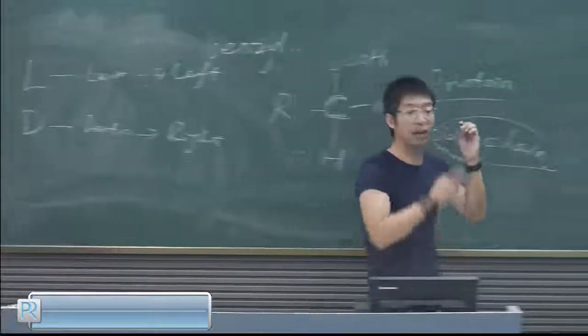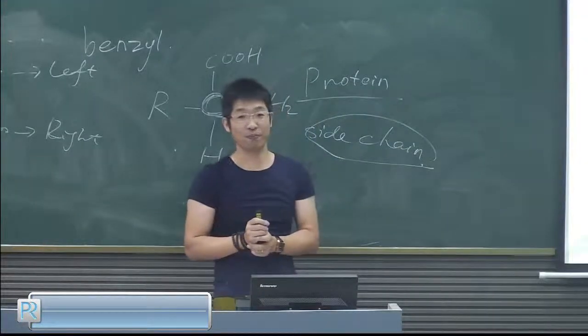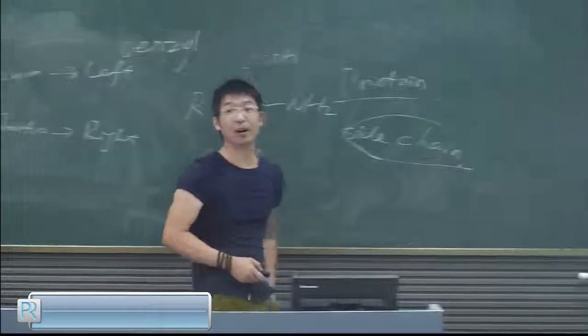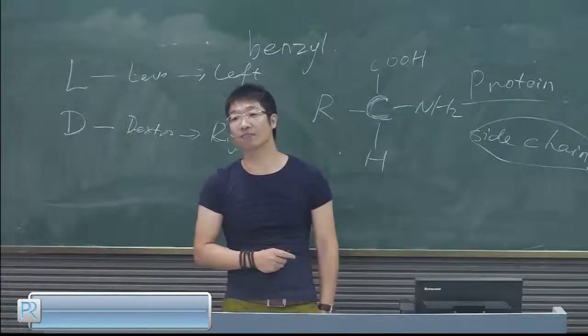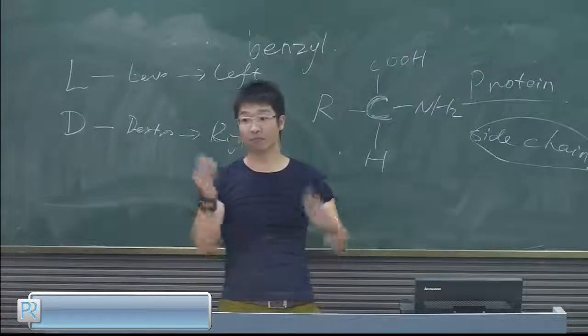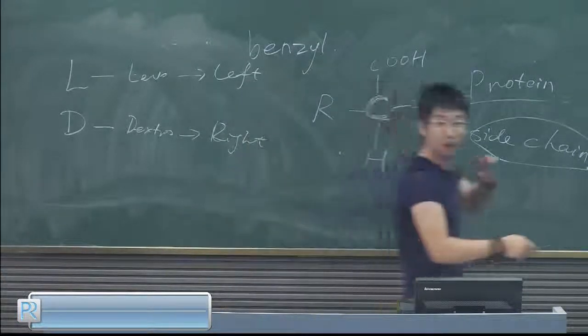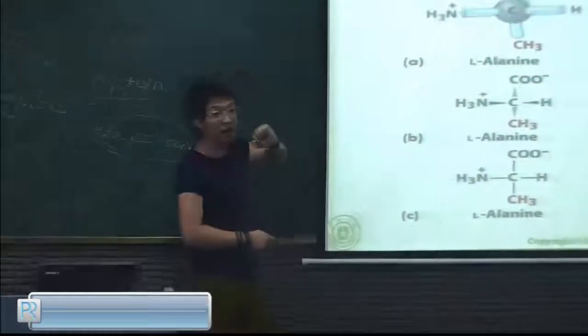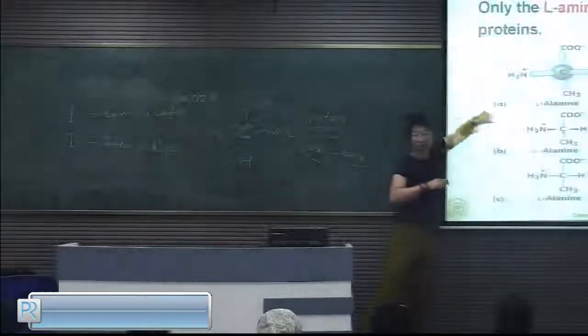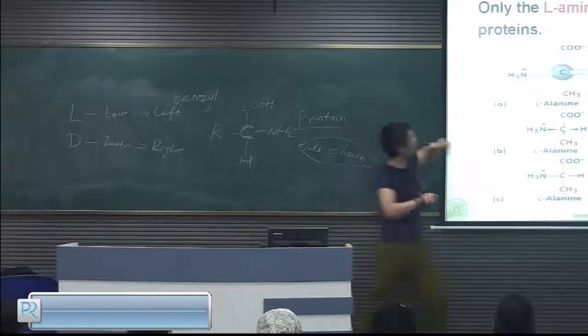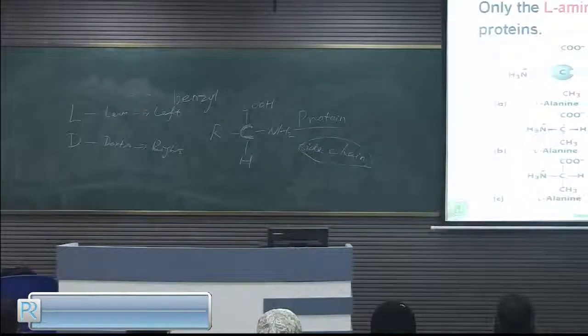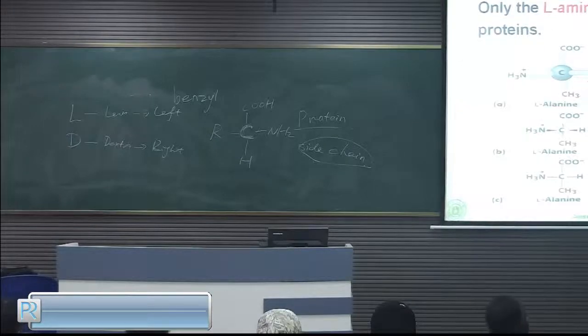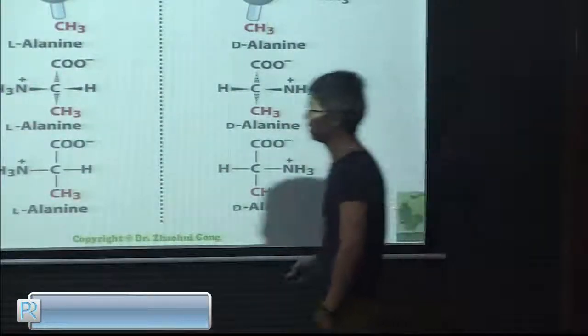But what is the difference between the L-type and the D-type? The amino group. In the L type, the amino group is on the left. You can see from this figure that in the middle is the mirror, and the left indicates the L type, but the right one is the D type. You can use your hand, just like this. So here is the difference between the L type and the D type.